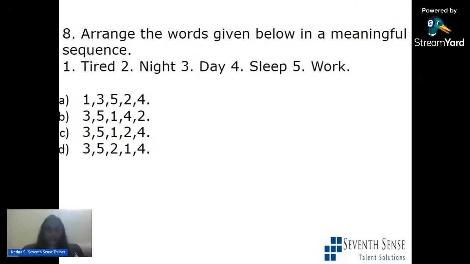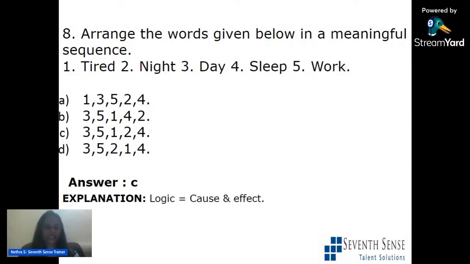So the correct answer is option C. That is 35124. First the day will come, followed by doing the work, followed by night, and we will be tired because we did the work the whole day. Then we'll sleep. So that is the correct sequence. It is a cause and effect.